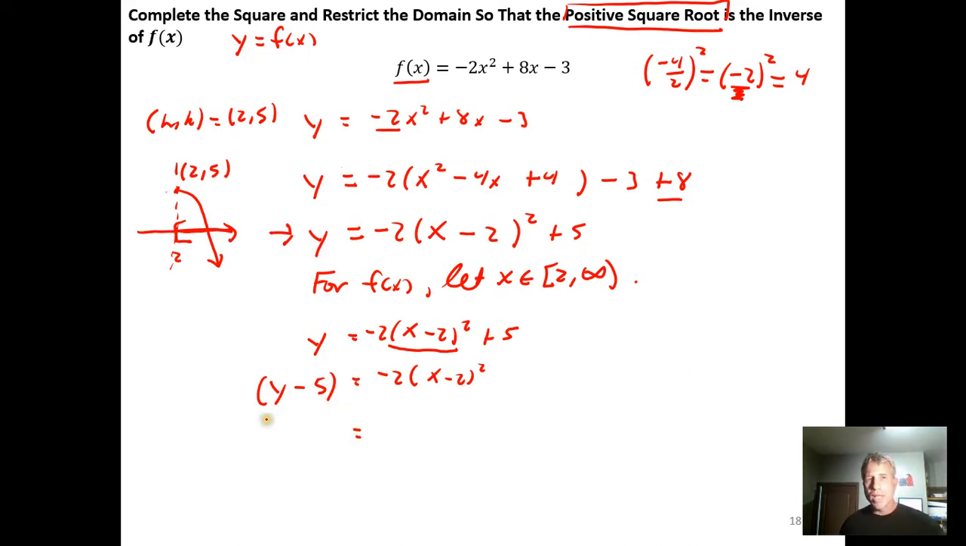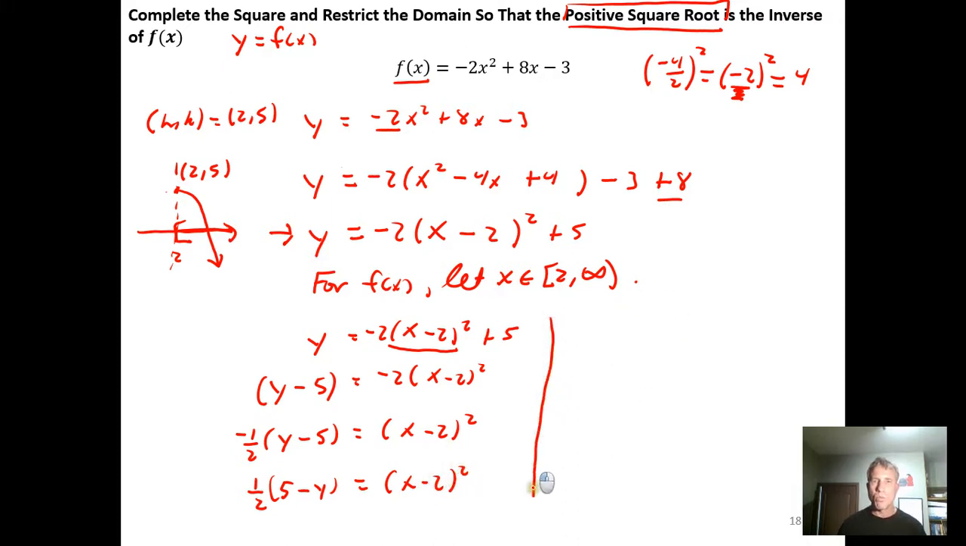Multiply both sides by -1/2, or divide both sides by -2. So multiply both sides by -1/2, so we get -1/2 of (y minus 5) equals (x minus 2) quantity squared. If we want to, we can distribute the negation into the parentheses, which would reverse the order of the subtraction and give us a half of that.